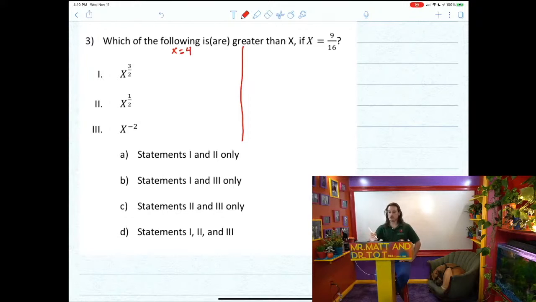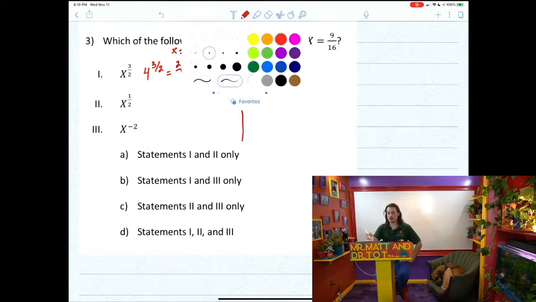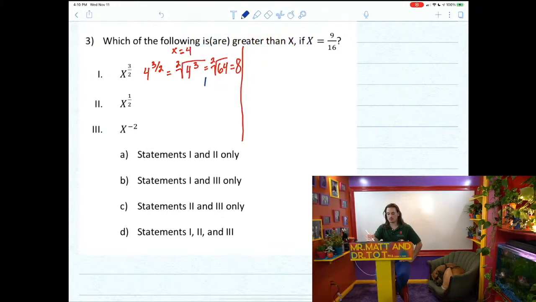So if x was 4, then in statement 1 we would have 4 raised to the 3/2 power. We can convert this into a radical because the denominator of the exponent becomes the index value of the radical. So we're going to have the square root of 4 to the 3rd power. That's the same thing as the square root of 64, which is going to evaluate into 8. So if x were greater than positive 1, this would be an overall increase. So because this is in between 0 and 1, this is going to have an overall decreasing effect.